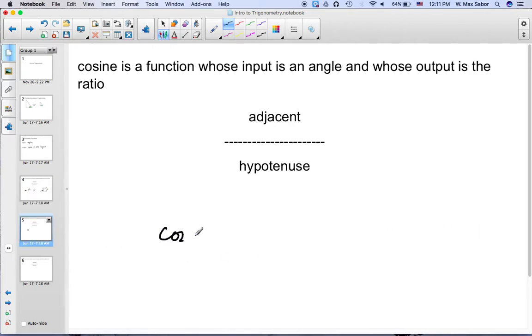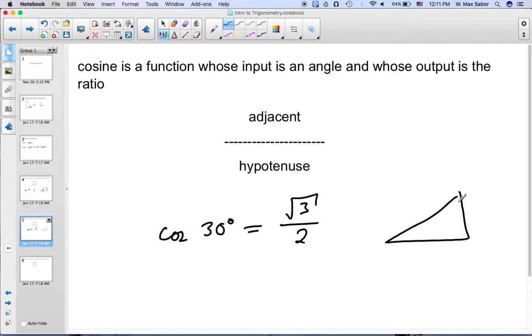Cosine is a function whose input is an angle and whose output is a different ratio. Instead, it's adjacent over hypotenuse instead of opposite over hypotenuse. So same triangle. If you look at this same triangle, we have 1, 2. The other side is square root of 3, so the adjacent side over the hypotenuse is square root of 3 over 2.